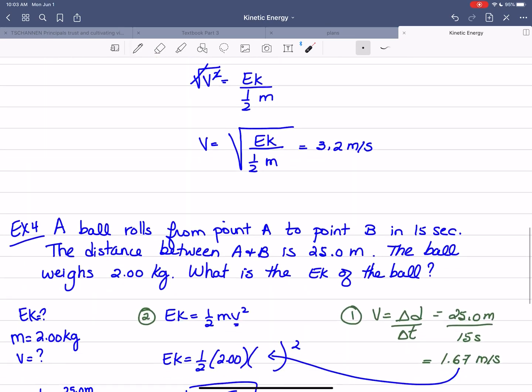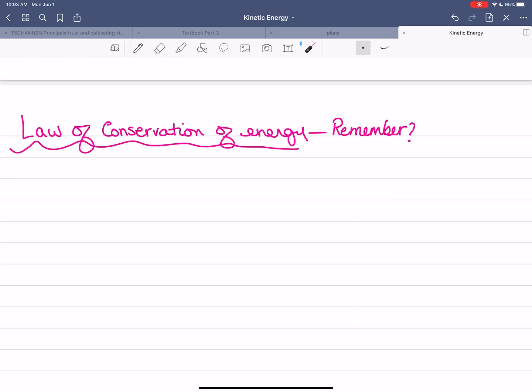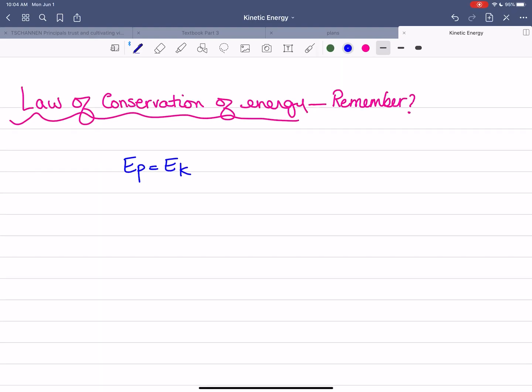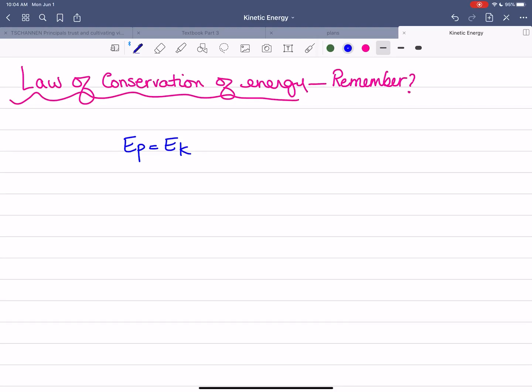So when it comes to the law of conservation of energy, the way that it translates to our formulas is that at any given point, EP is equal to EK. Whenever you have the ball at the top of the cliff, at the top of that platform, it has a certain amount of potential energy, and then when the ball drops, the same amount of energy is transformed into energy of motion. So here, I'll give you an example of how we would use this formula.